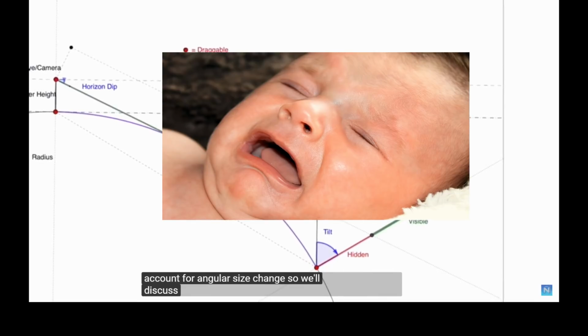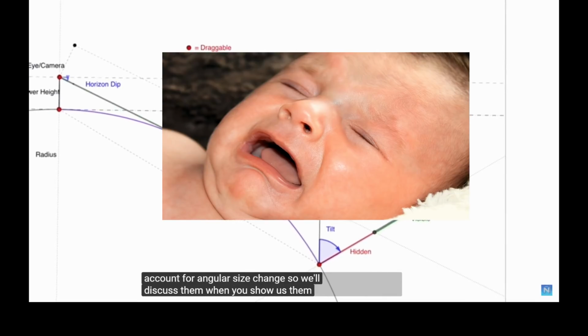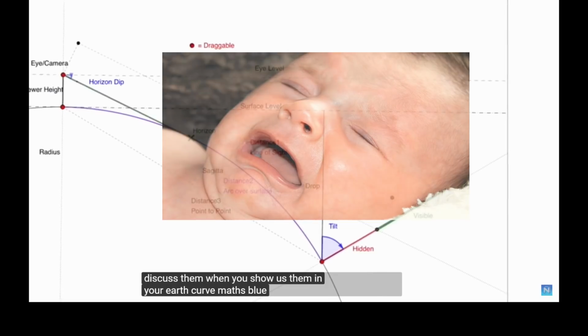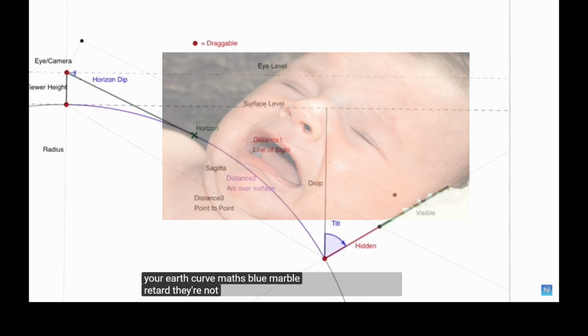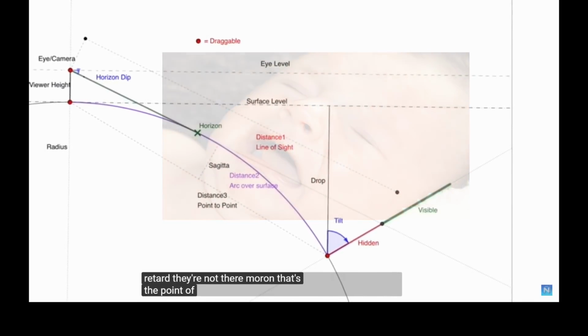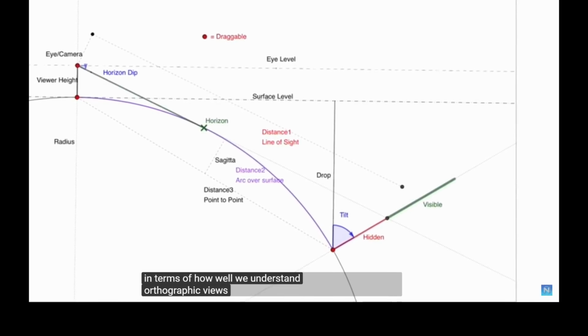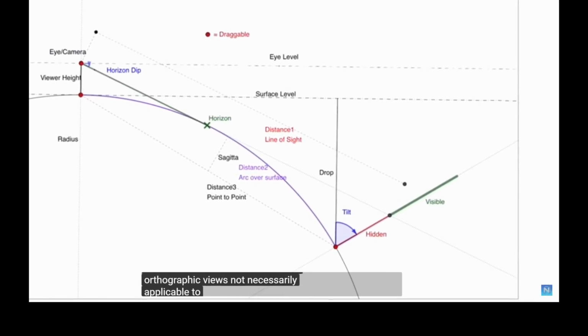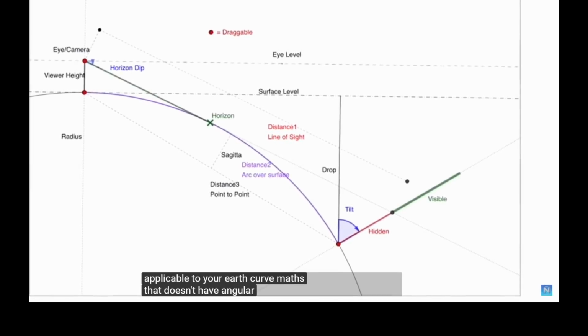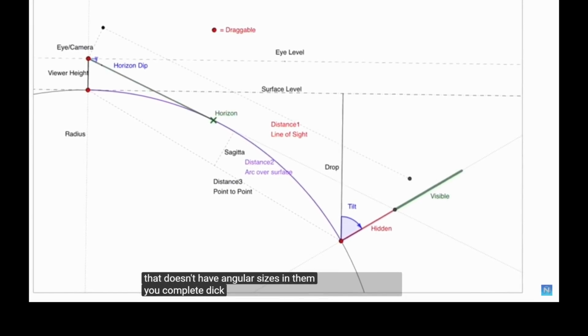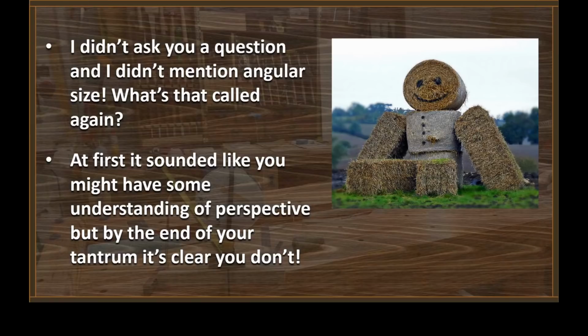So we'll discuss them when you show us them in your earth curve maths, blue marble retard. They're not there, moron. That's the point of our argument, not our acumen in terms of how well we understand orthographic views. Not necessarily applicable to your earth curve maths that doesn't have angular sizes in them, you complete dick. Easy, Nathan, you're going to blow a gasket there, boy. I didn't ask you a question, and I didn't mention angular size.